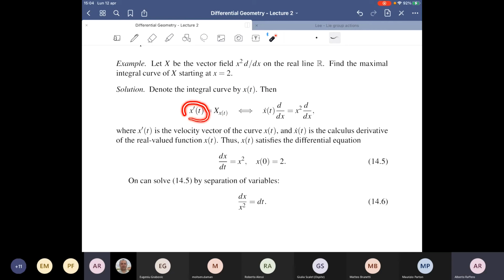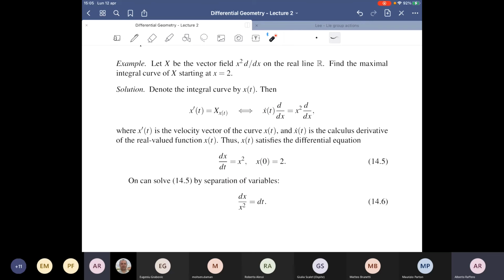Again, you saw last time how to obtain the derivative of such a curve. It will be nothing but the derivative of x times the vector field spanning the tangent space at R, and this will be equal to x squared d over dx, which is just the vector field capital X evaluated at the point x of t. So the ODE you will get here is x dot equal x squared. So you have to solve this ODE with this initial condition: at time 0 you start at the point 2. So this is again a Cauchy problem.